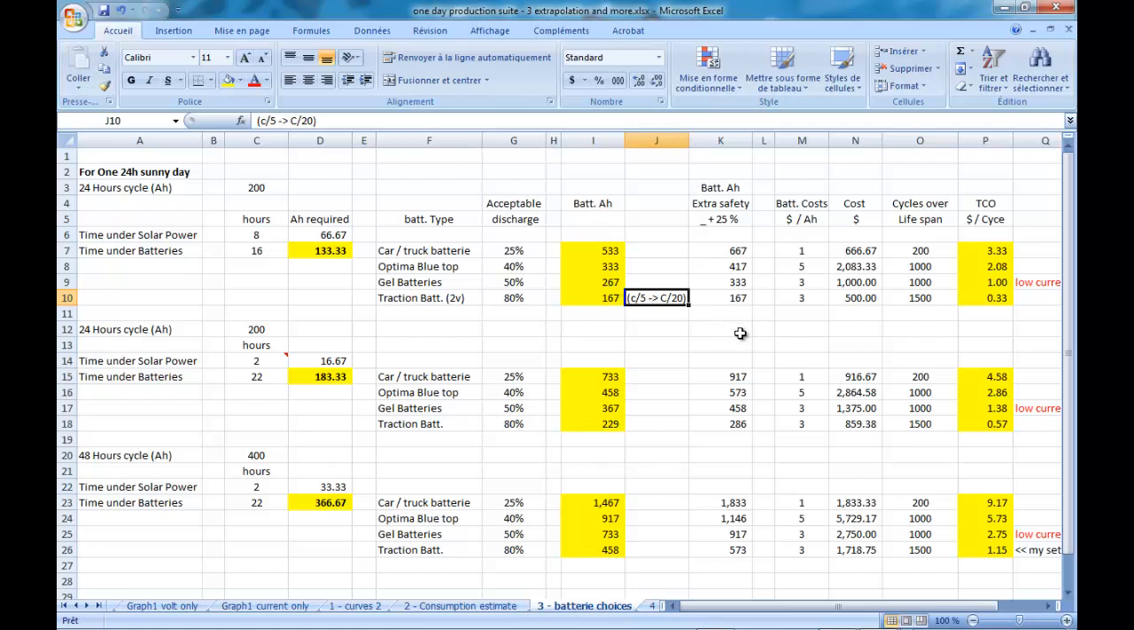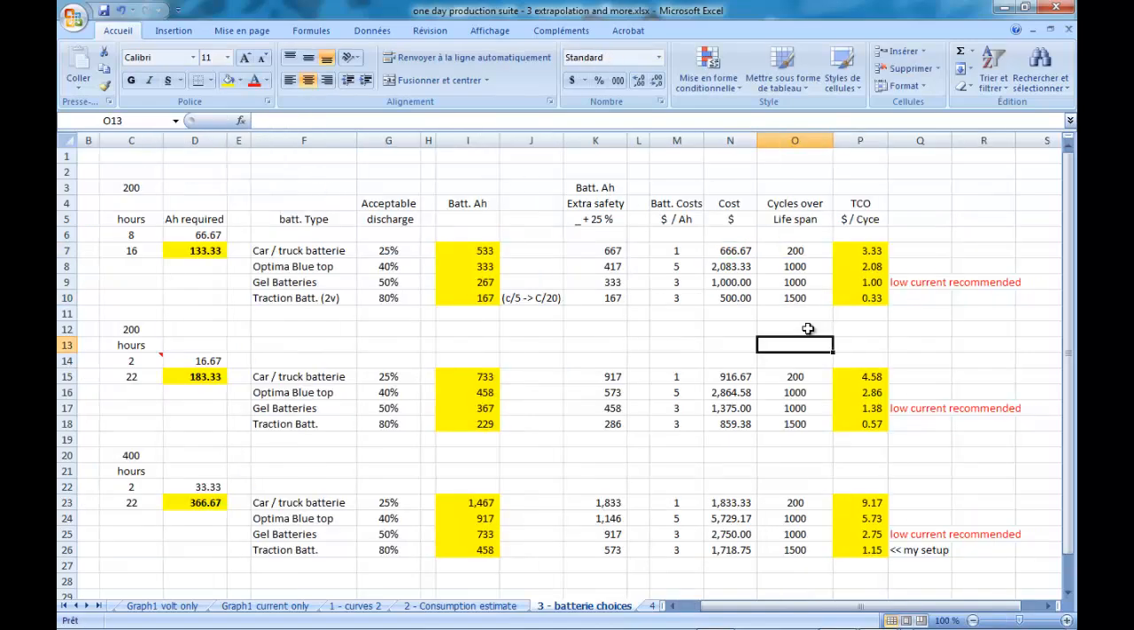Now, what is the cost of those batteries? Well, more or less, the starter battery is like $1 per ampere hour. Like a 100 ampere hour battery will cost you $100. And Optima Bluetop is about $5 per ampere hour. And gel batteries are about $3 per ampere hour. And the traction battery is also about $3 per ampere hour. Now, if you look at the cost, it's basically this multiplied by this. That's it.